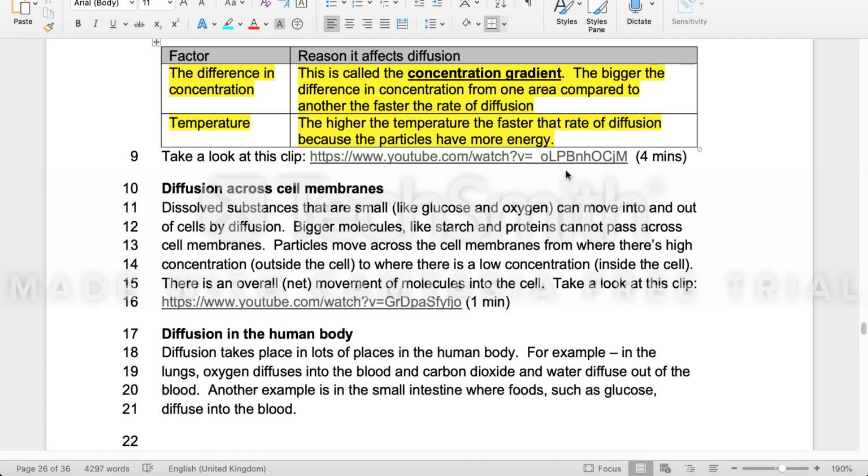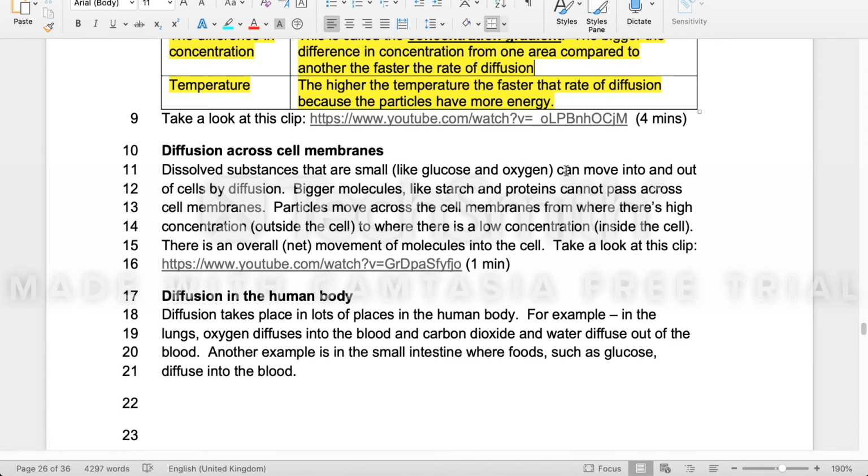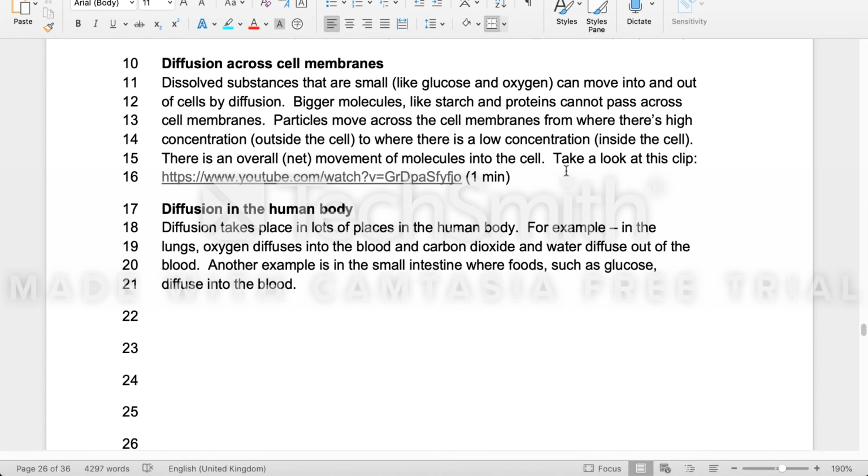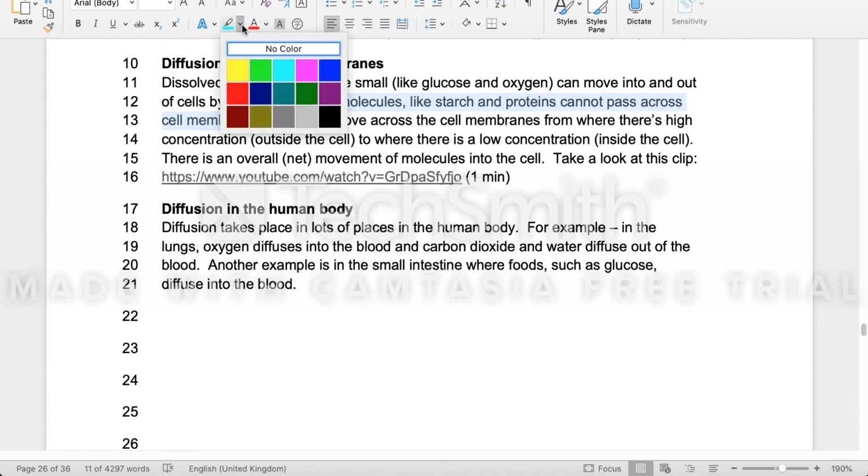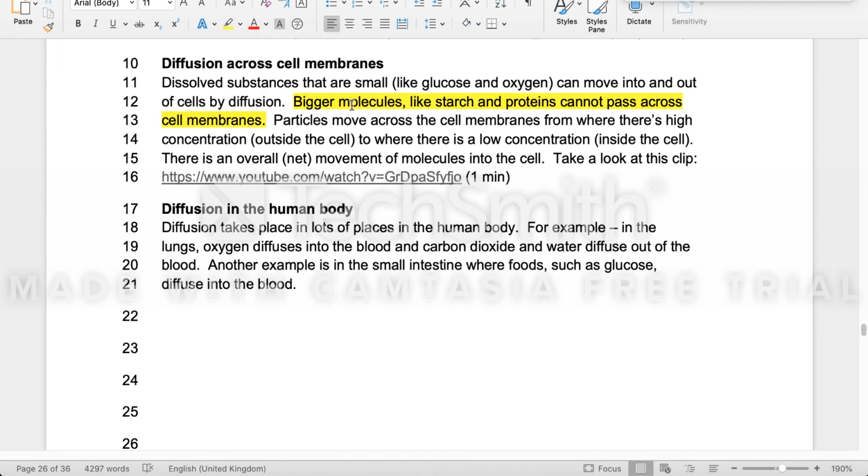All right, and so now that we've learned about diffusion, about what it is, how we can change its rate of diffusion and the speed, let's go back to the cell and explain why it's so important for the cell. So dissolved substances that are small, like glucose and oxygen, can move into and out of cells by diffusion. Bigger molecules like starch and proteins cannot pass through cell membranes, and this is actually really important because you don't want that to happen all the time.